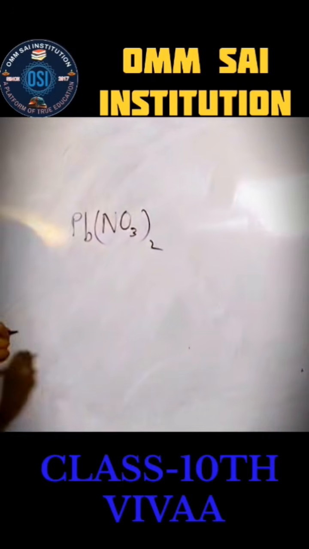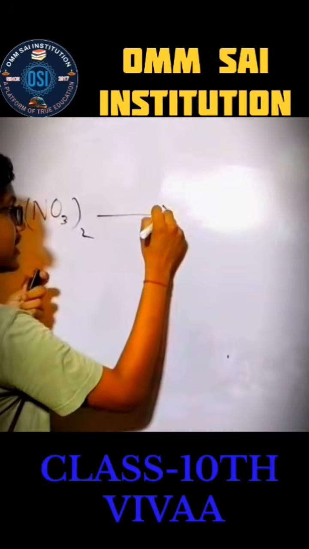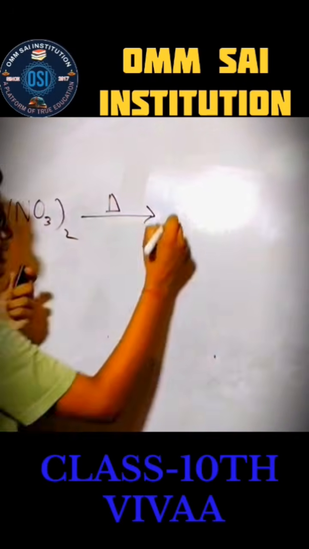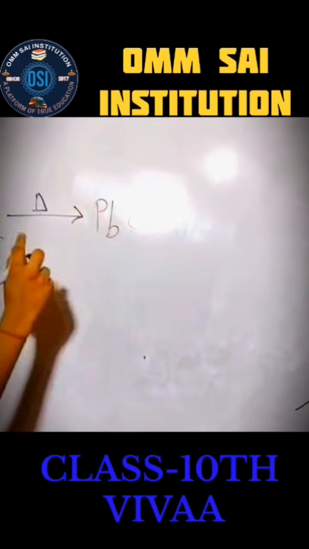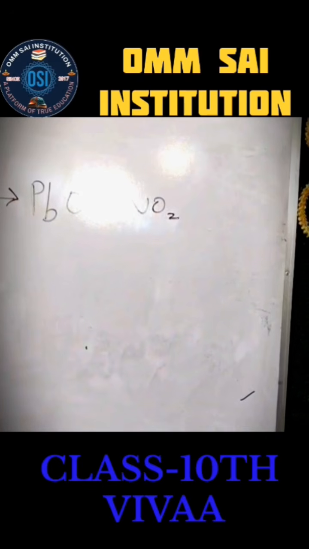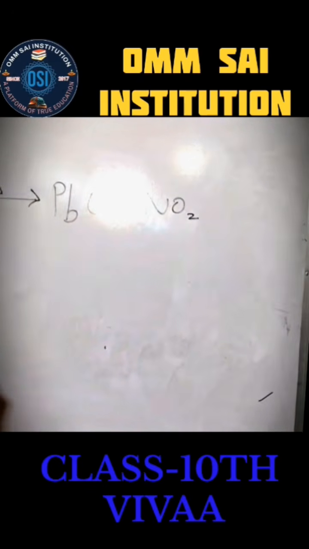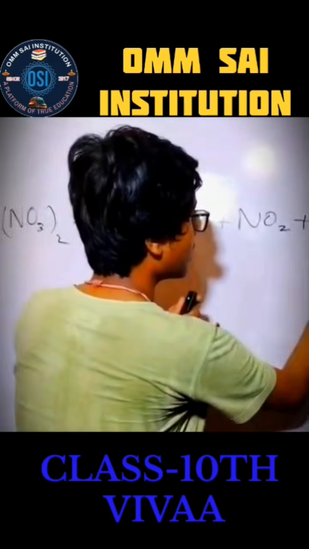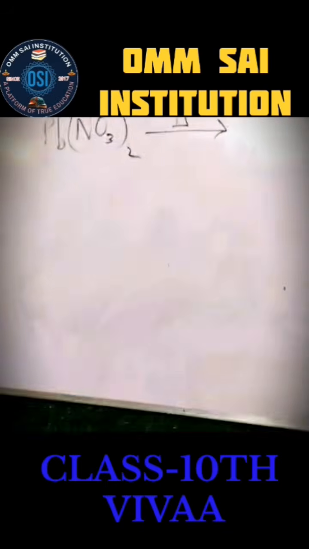The substance X, which is a colorless compound, is lead nitrate. Very good. Then it decomposes with the supply of energy to give lead oxide. Very good. And the brown fumes which we are talking about is NO2, that is nitrogen dioxide. Very good. Then it forms oxygen gas. Okay. This is the decomposition reaction.